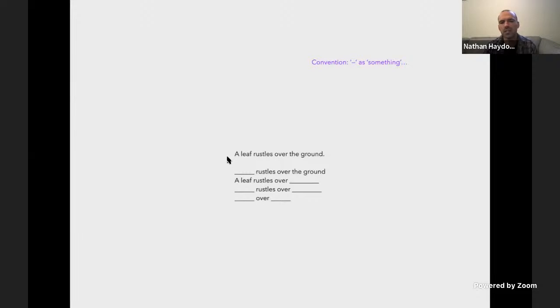And I've written it this way in part because once we do this, we also notice that there's a kind of logical ordering to this, right? If we assert that a leaf rustles over the ground, we can weaken that to say that something rustles over something, or something is over something. And this order will come back to us when we talk about the inference rules for these lines.